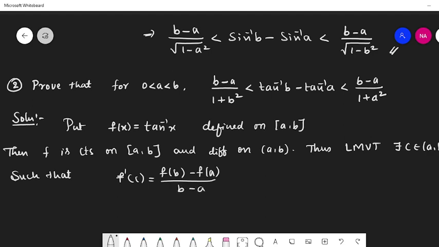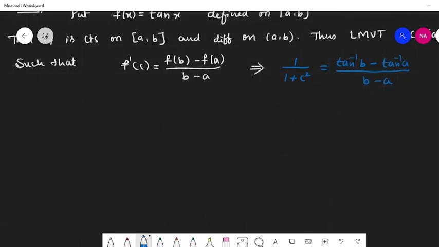Right? So this implies f dash of c, that is, you have f of x equal to tan inverse x, whose derivative is 1 by 1 plus x square. So instead of x, I have to write c. 1 by 1 plus c square is equal to f of b, that is tan inverse b minus tan inverse a by b minus a. You have to keep this in mind. You can call this equation 1 also.